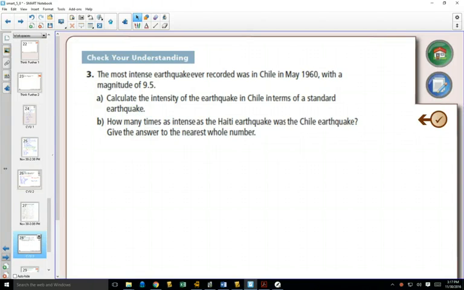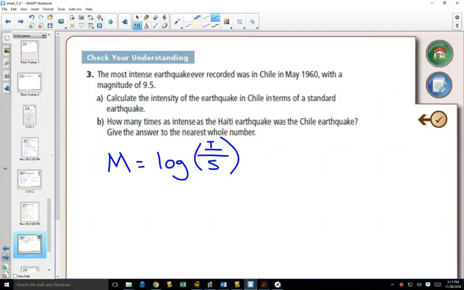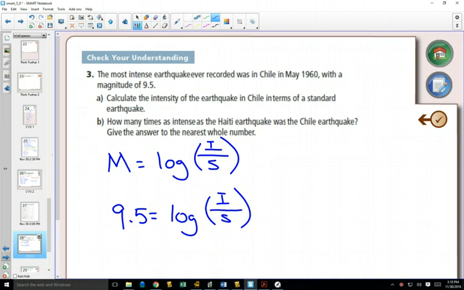So we'll write out our formula, that our magnitude is equal to log of the intensity over a standard. In part A it says we have the most intense earthquake ever at a 9.5. So the magnitude is 9.5. And question A says calculate the intensity. So we want to solve for the intensity. We want to get that by itself.